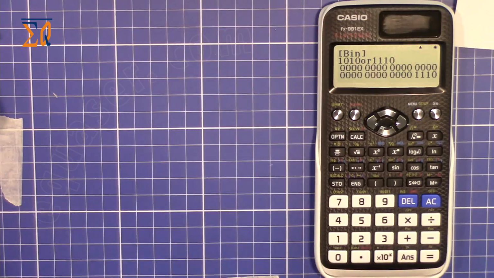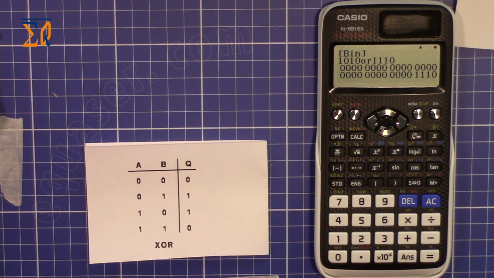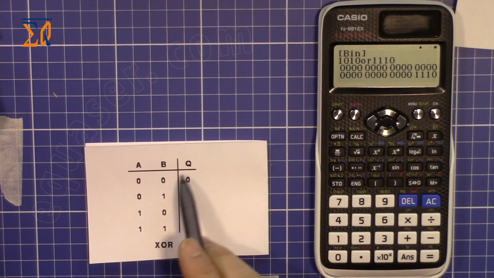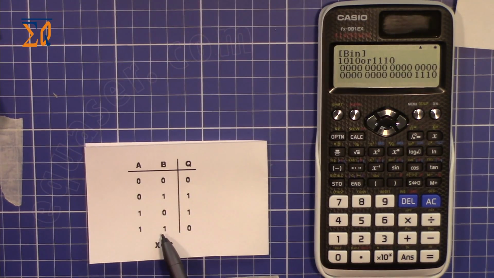Now let's look at the exclusive OR. Exclusive OR means exactly one of them should be 1 to get 1 at the output. So A and B are input, Q is the output. When both are 0, it's 0. When both of them are 1, unlike the OR, this is 0 because exclusively we want one of them to be 1. So this is 1, we got 1, and then 0 and 1, 1.